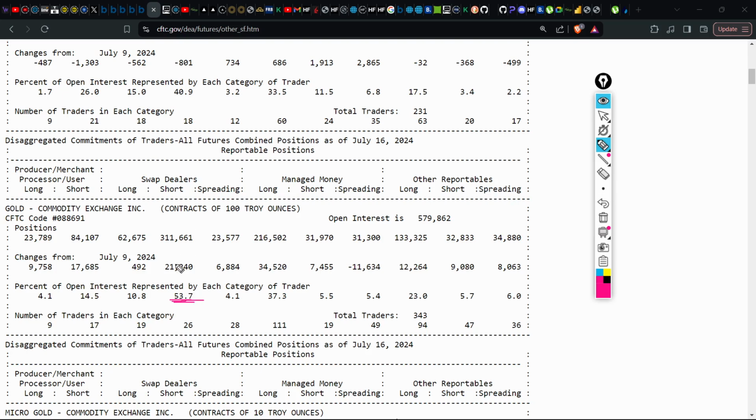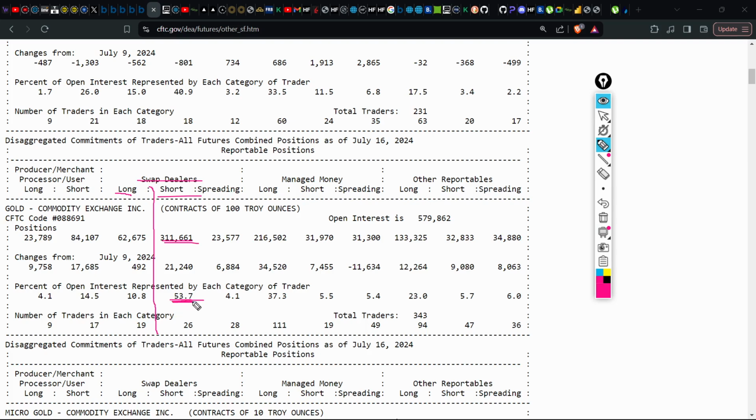Now you can go up and look at which category this is. So this is swap dealers, and not just swap dealers, this is long, short. So this is the category of swap dealers short. In fact, if you just draw a line here, you can see long, short, spreading. Short contracts, there were so many, 300,000. If you look at these other contracts, there is no other position where you have such a large volume of contracts. And if you go to the percent of open interest represented, it's 53%, right?